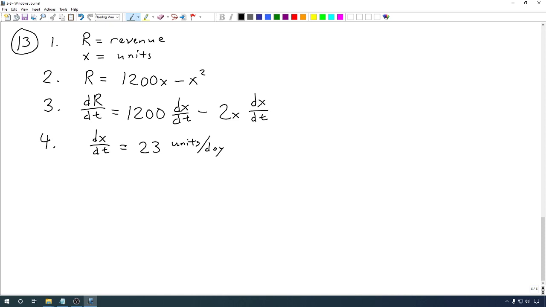So basically, on one day we're selling so many, and the next day we're selling 23 more. And then the next day after that, we're selling 23 more than we were doing the second day, and so on and so forth.